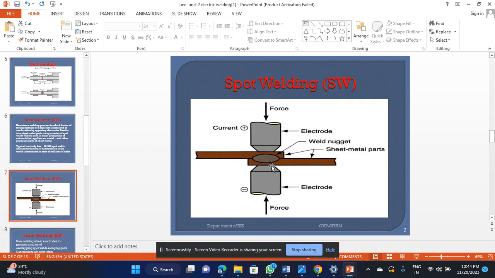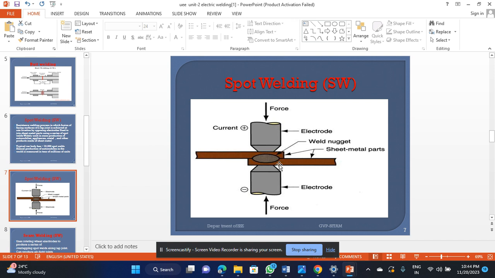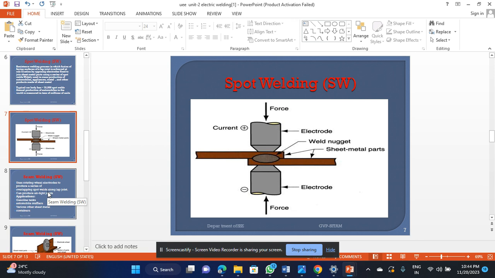If you see the diagram, a particular spot is to be welded by using fusion material like filler material. This is the welding nugget; the term is called welding nugget. By applying force from both sides, the two metal pieces are joined. So that is our spot welding.